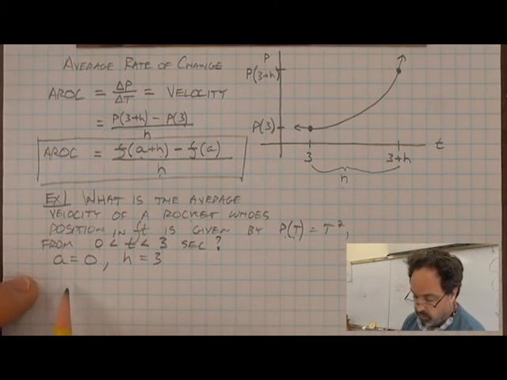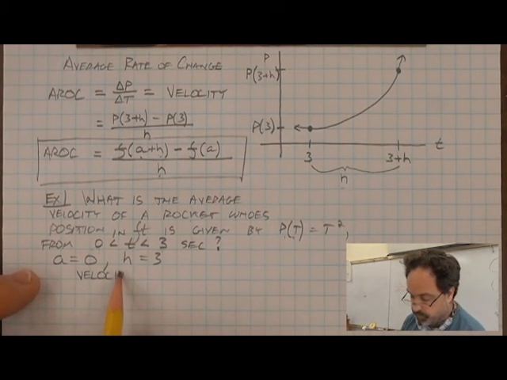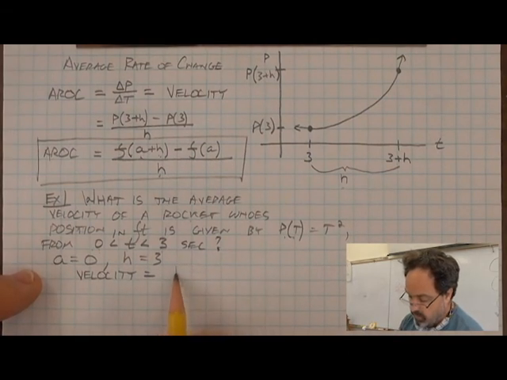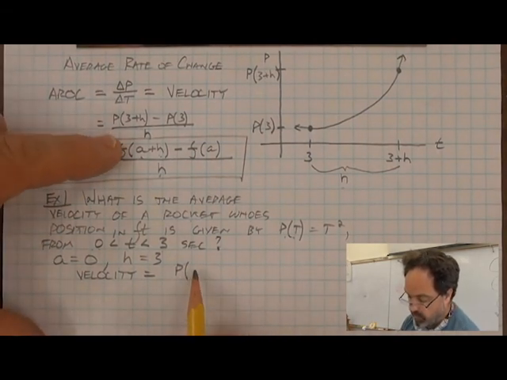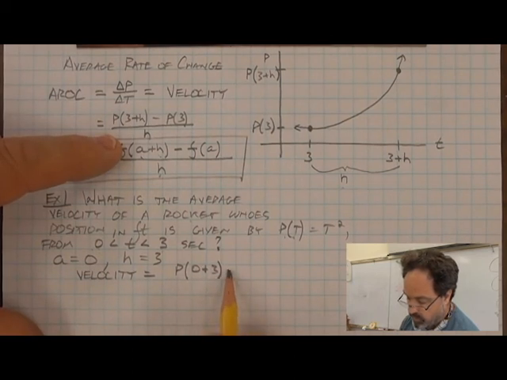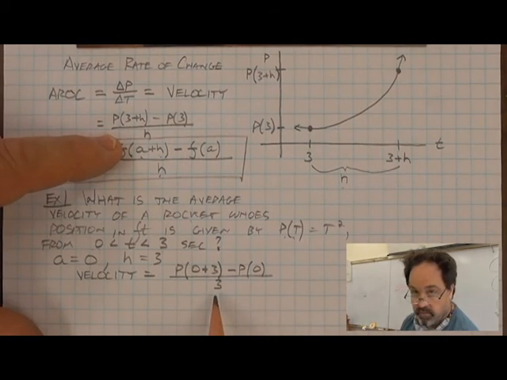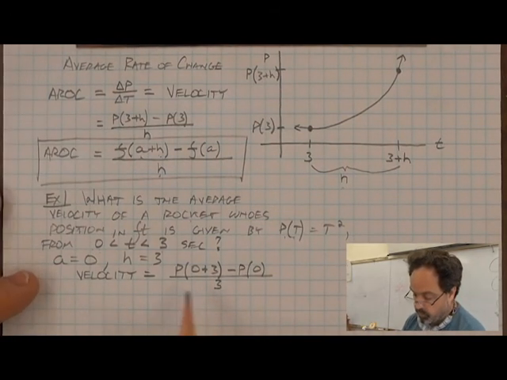So we're going to calculate the average rate of change. In this context it is a velocity. And that velocity will be the p function evaluated at the initial time plus the change, minus the p function evaluated at the initial time, divided by the amount of change. Let's do a little bit more work.